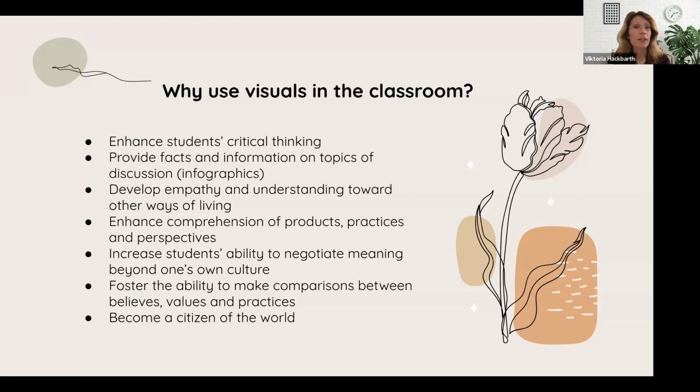Develop empathy and understanding toward other ways of living. Empathy, key word here. Enhance comprehension of products, practices, and perspectives, right? Increase students' ability to negotiate meaning beyond one's own culture. So step outside of one's own world, one's own little sphere or bubble. Foster the ability to make comparisons between beliefs, values, and practices. So the key word here is making comparisons between your own beliefs and values and those of other cultures, and negotiating them, being able to understand them, and as a way, becoming a citizen of the world.